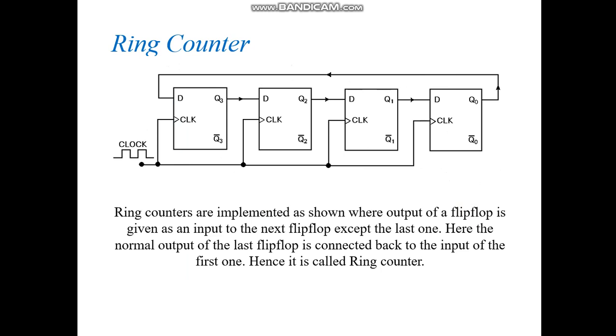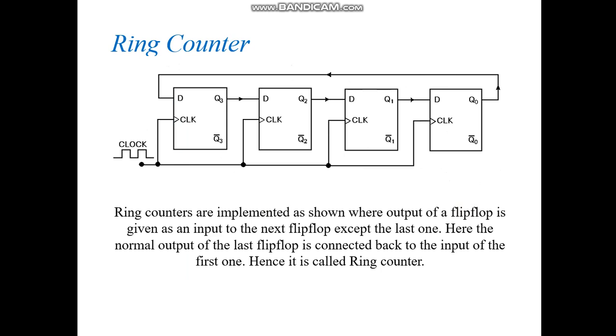For example, if you have the count sequence 0, 2, 4, 6, 8, then after 8 it will again be 0. That means the same format of count will be rotated in each cycle. So that is the concept of the ring counter.